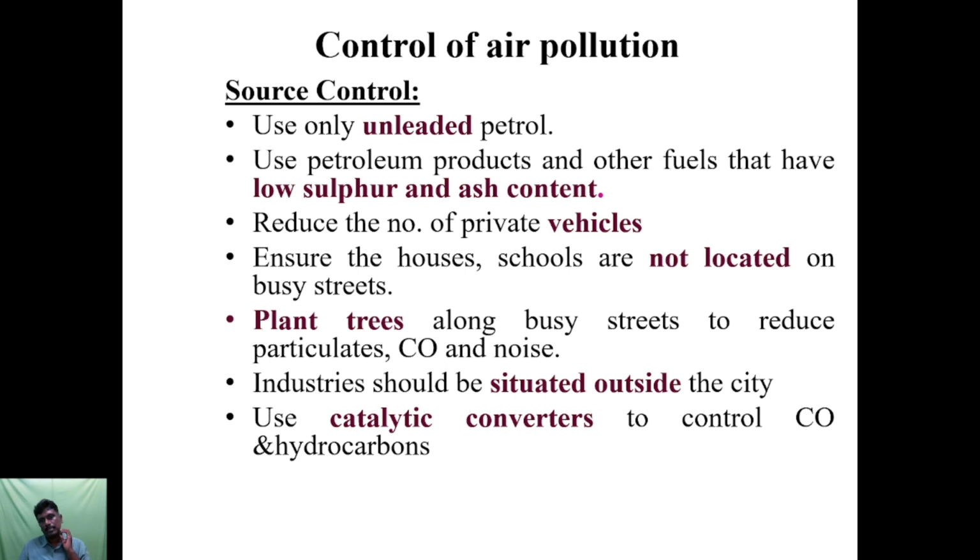These are the steps for controlling air pollution. Use only unleaded petrol. Use petroleum products and other fuels that have low sulfur and ash content. Reduce the number of private vehicles. Ensure the houses and schools are not located on busy streets. Plant trees along busy streets to reduce particulate matter, CO and noise. Industries should be situated outside the city.